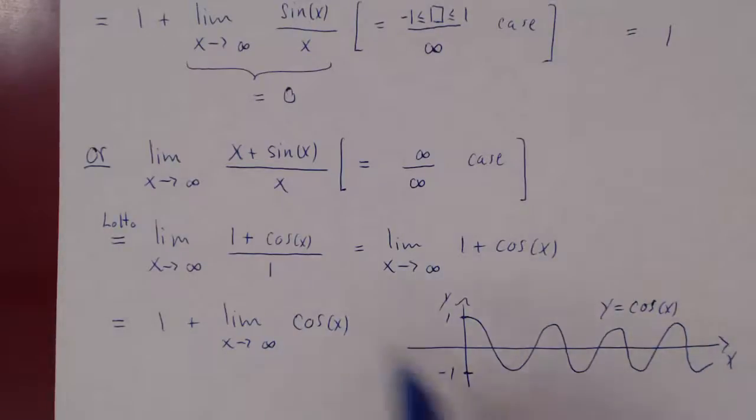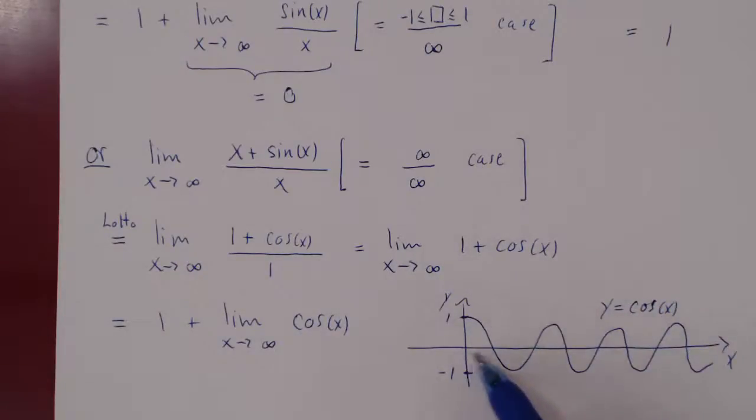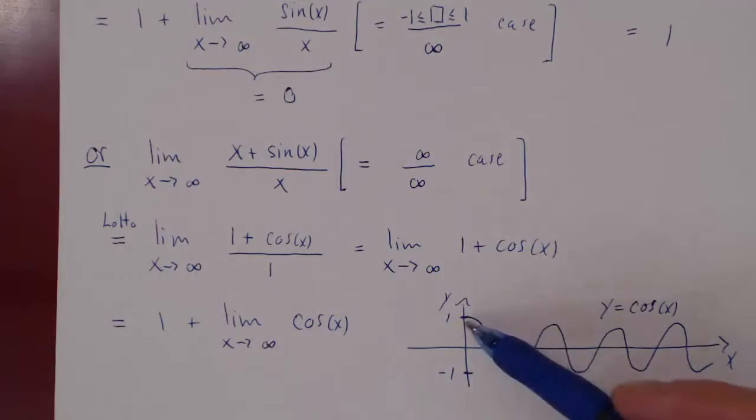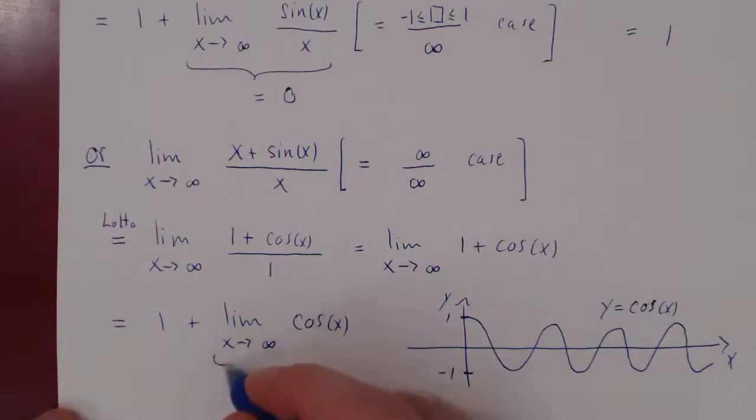And you see, we are asking here, as x goes to infinity, will cosine of x become closer and closer to a unique y value? And the answer is clearly no, because cosine of x, as x goes to positive infinity, the y value, cosine of x, will oscillate forever between negative 1 and 1. It will never stop oscillating, so it never approaches a unique y value. Therefore, this limit does not exist.